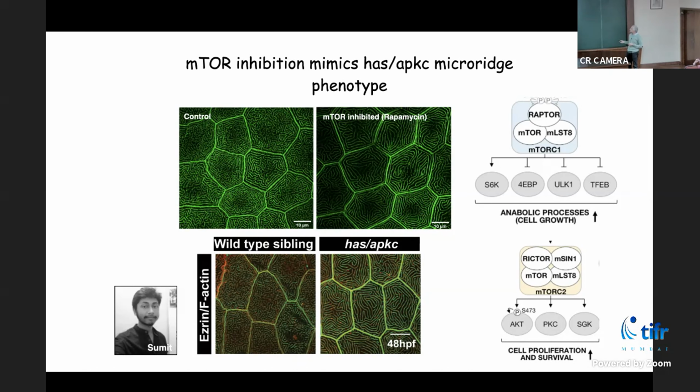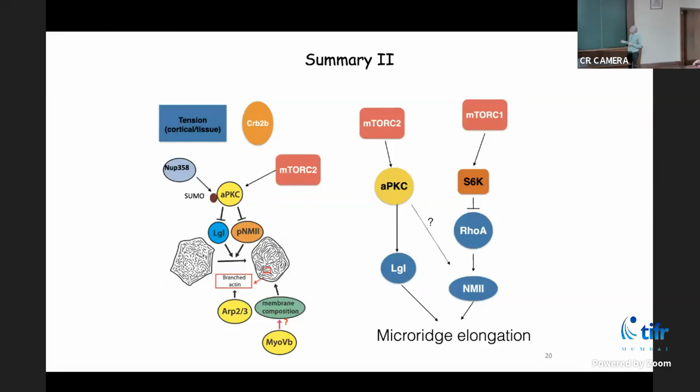of the cell. So what we have shown is that if you inhibit the function of this molecule, you again see these ridges, their ridges become long. And this phenotype is very similar to the phenotype that we actually saw earlier when we have deficiency of this particular protein. There are two different kinds of complexes that this protein forms, and we have worked out the pathway by which this controls. TOR-C2 basically operates via phosphorylation of APKC in controlling the microridge elongation.